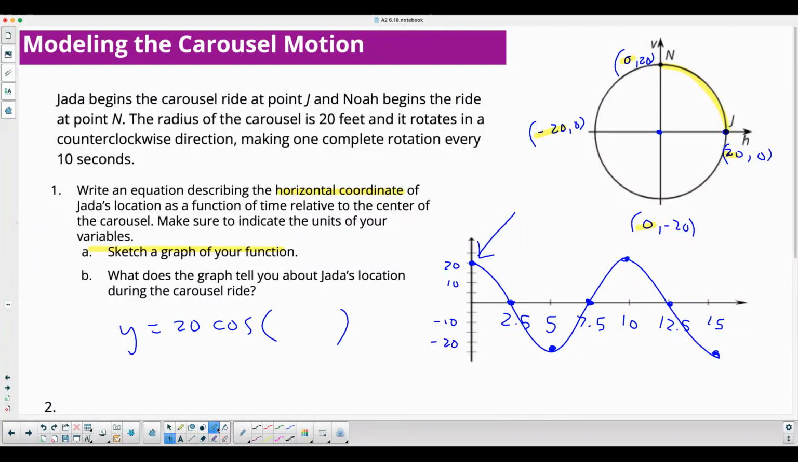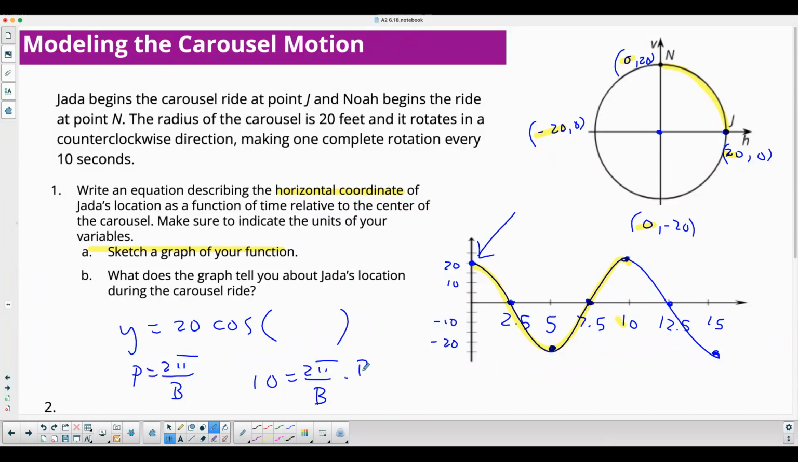So to figure out b, remember your formula, period equals 2 pi divided by b. We know our period is 10 because we do a full period at 10 right there. Okay, so I'll plug in 10 for p. And now I just got to solve and find b.